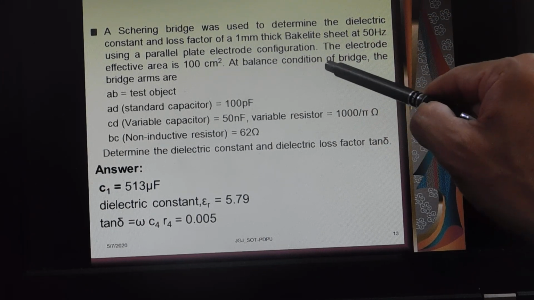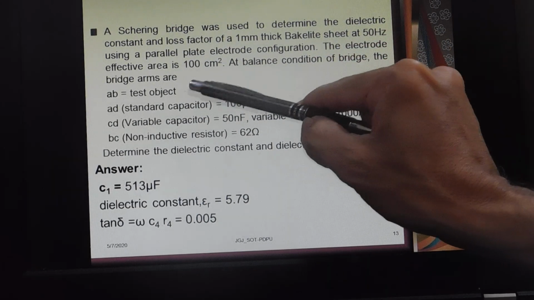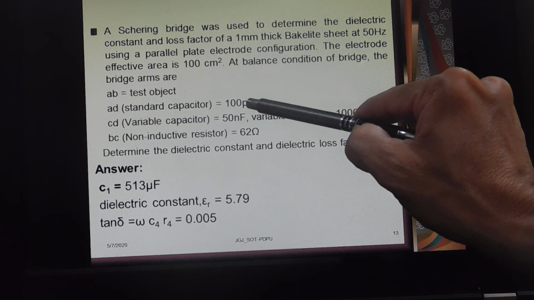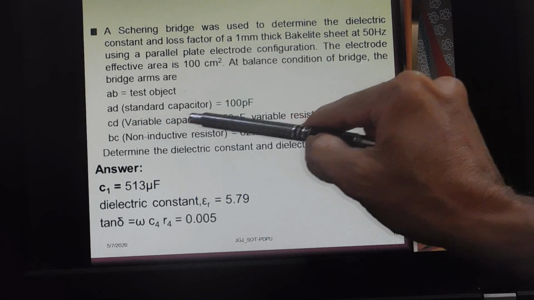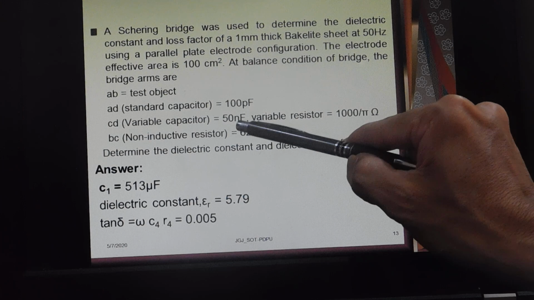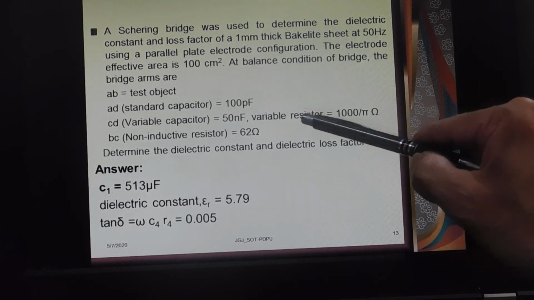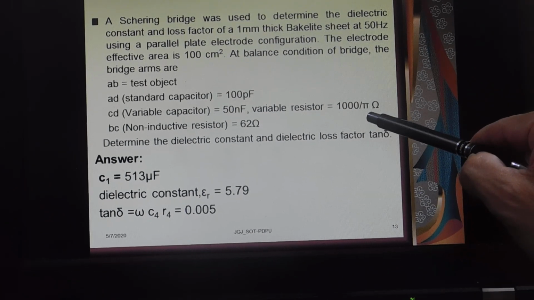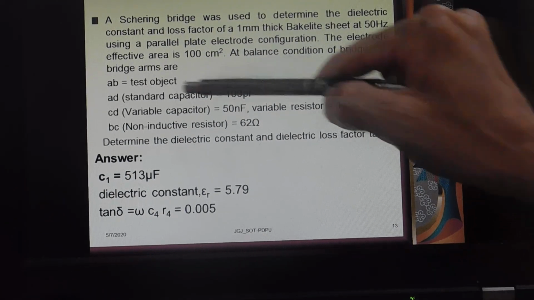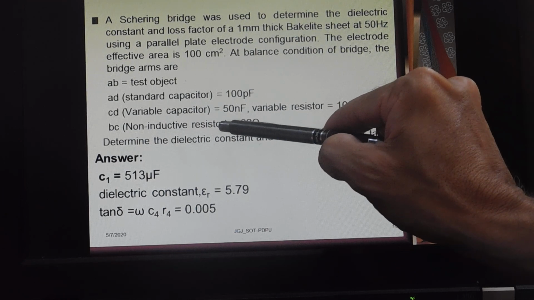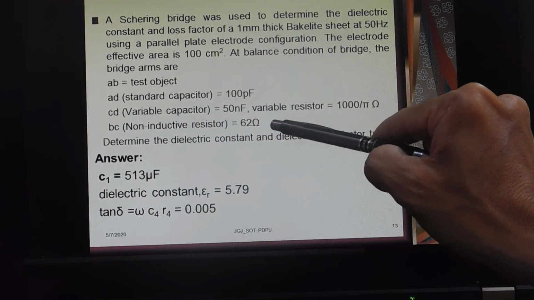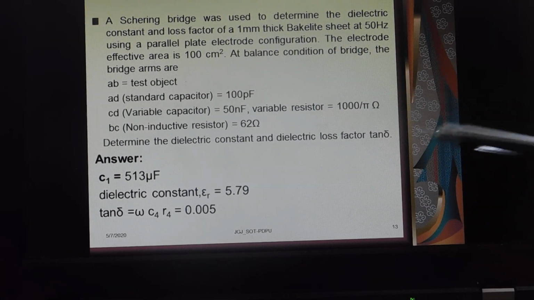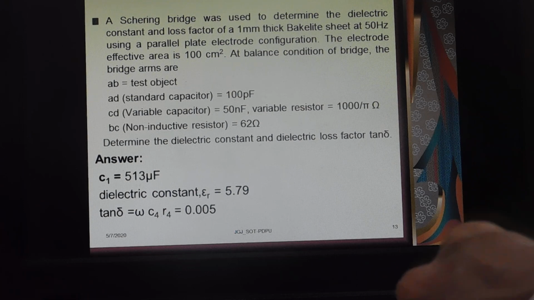Under balance condition, the bridge arms: AB is the test object, AD is the standard capacitor, that is C2, and CD is the variable capacitor, that is C4, 50 nanofarad is given. Then the variable resistor R4 is equal to 1000 divided by pi ohm, and the non-inductive resistor, that is R3, is equal to 62 ohm. Now we have to find the dielectric constant and the dielectric loss factor tan delta.